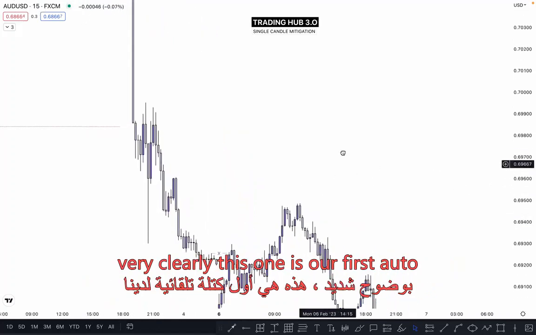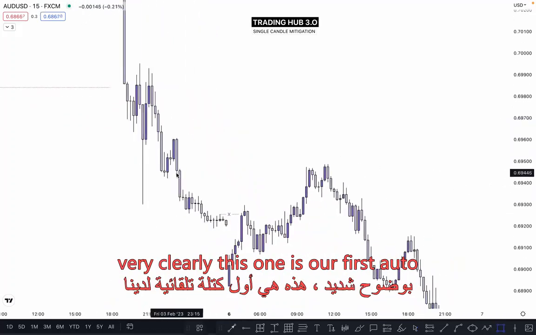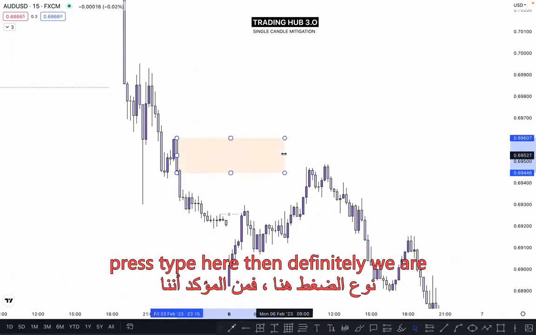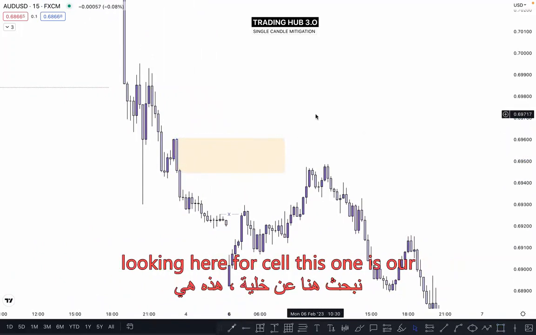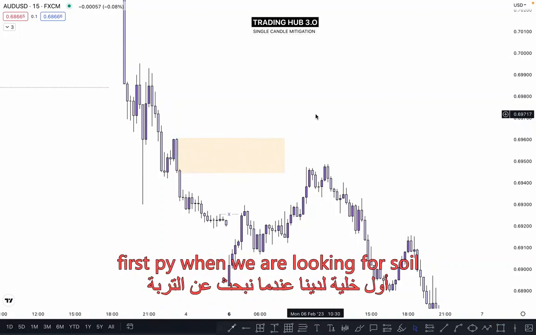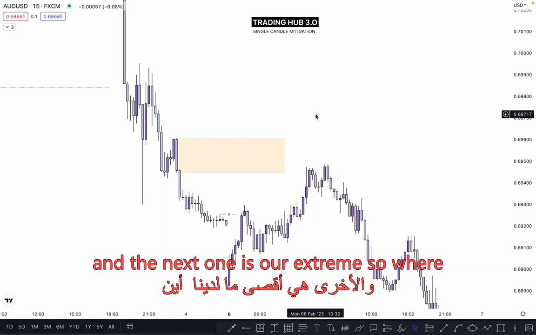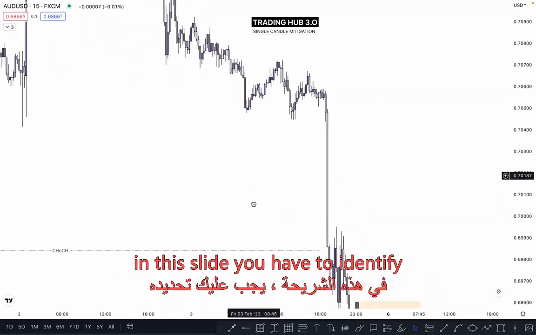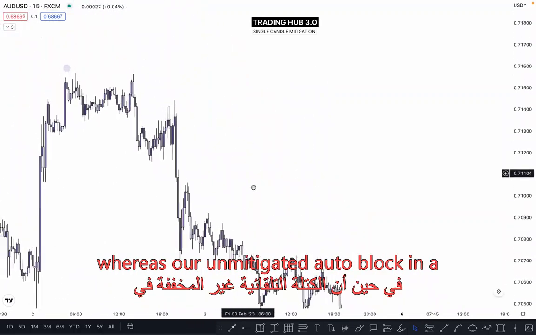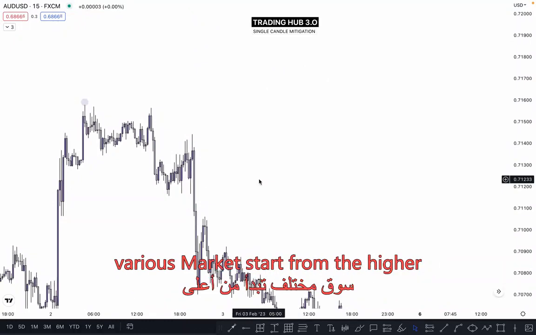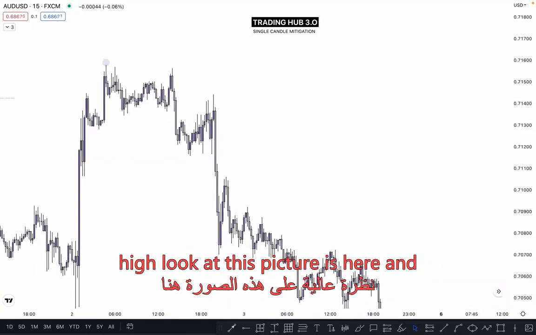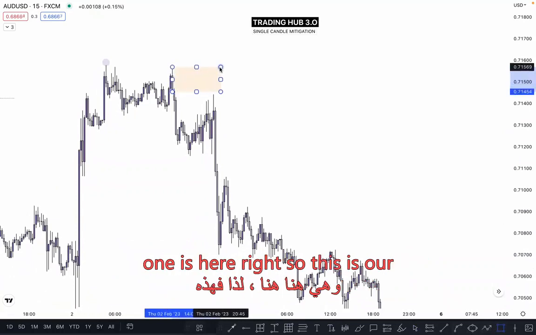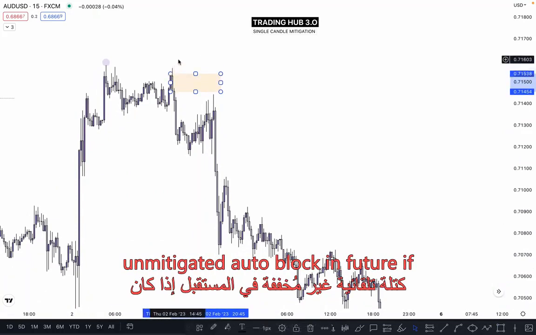Look at this picture very clearly. This one is our first order block after taking out the inducement. If price taps here, then definitely we are looking for a sell here. This one is our first POI when we are looking for a sell, and the next one is our extreme. So where is our extreme order block in this case? In this leg you have to identify our unmitigated order block. In a bearish market, start from the higher high. Look at this picture, it is here, and this one is our first order block, right? So this is our unmitigated order block.